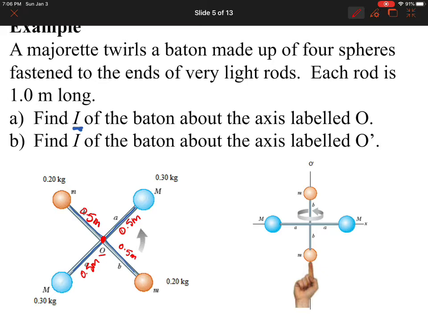In part B, we're going to find I of the baton about the axis labeled O prime. So that's this axis right here. Okay, there's O prime, or O tick, or whatever.